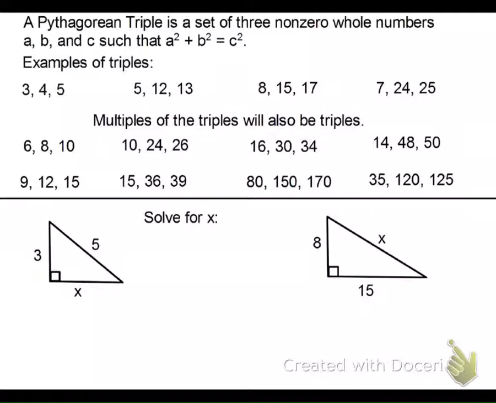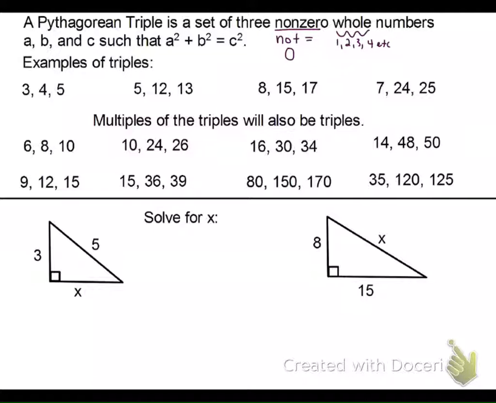All right, a Pythagorean triple is a set of three non-zero, meaning not equal to the number 0, whole numbers. Whole numbers are not negative numbers. They are the numbers 1, 2, 3, 4, etc. Integers include the negatives. So they're non-negative whole numbers that are not 0, and they are a, b, and c, such that a squared plus b squared equals c squared.